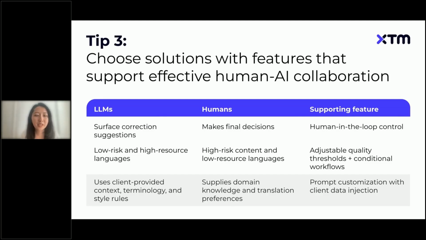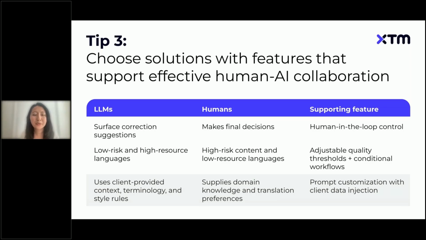So the first one is AI suggests, humans decide. This is a must-have, especially in enterprise solutions. LLMs surface suggestions for rewrites and improvements, helping to accelerate the QA process, but the final decision stays with humans. To support this workflow, you need human-in-the-loop controls, such as the ability for linguists to choose what to accept, reject, and refine, instead of having AI self-orchestrate these changes.